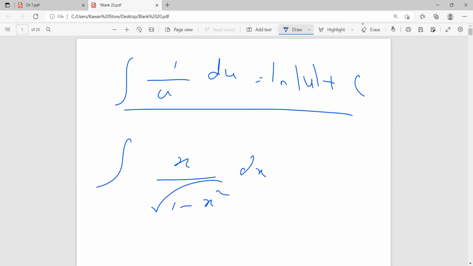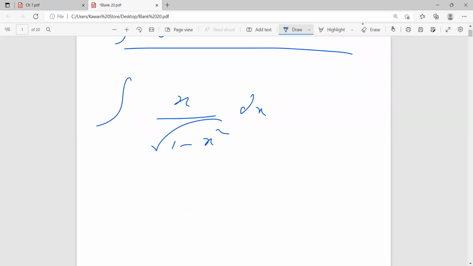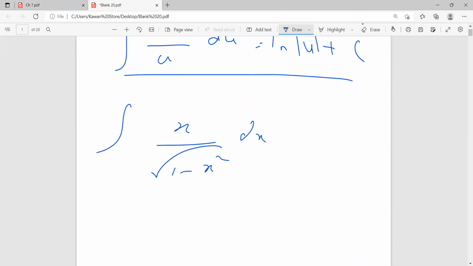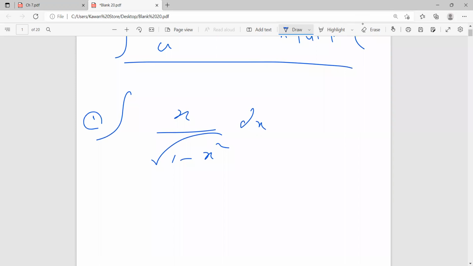Why can I not solve it? Because the derivative of the denominator is what? It's like today's quiz, actually. Let me give you two examples. This is the first example, this is the second example. I have 1 minus x squared, dx. Can you imagine what's the difference between them? How do we solve the first, how do we solve the second?